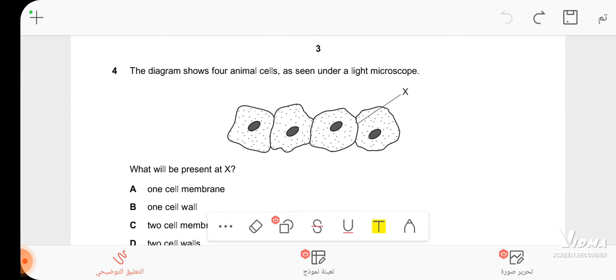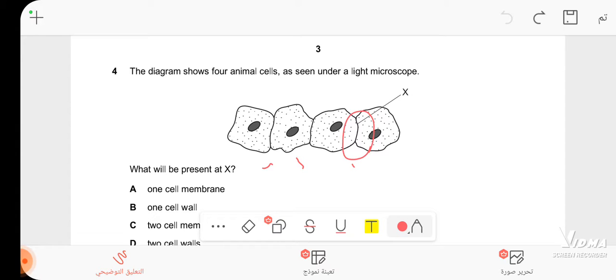So number 4, the diagram shows 4 animal cell seen under microscope. 1, 2, 3, 4. What is X? X is the region at which the 2 cell membranes. Why did I say cell membranes and didn't say cell walls? Because it is an animal cell. Okay, so this is cell membrane.